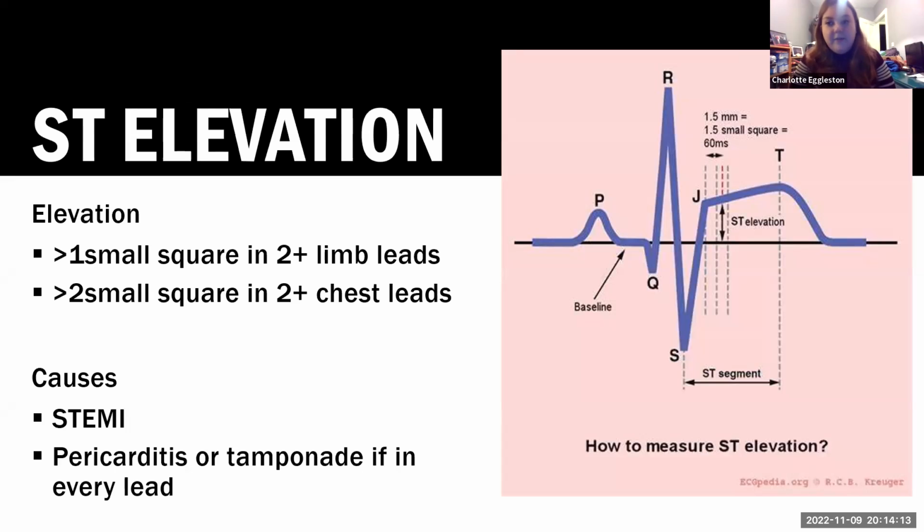So obviously we get excited with ST elevation because we think of ST elevation MIs, or heart attacks basically. What we're looking for is an elevation of more than one small square in 2 limb leads, or 2 small squares in 2 chest leads. So the chest leads are V1 to V6, and the limb leads are 1, 2, 3, aVL, R, and F. The thing we're looking for, as we said, is a STEMI, but it can also be raised in pericarditis or tamponade. I'll show you an example.